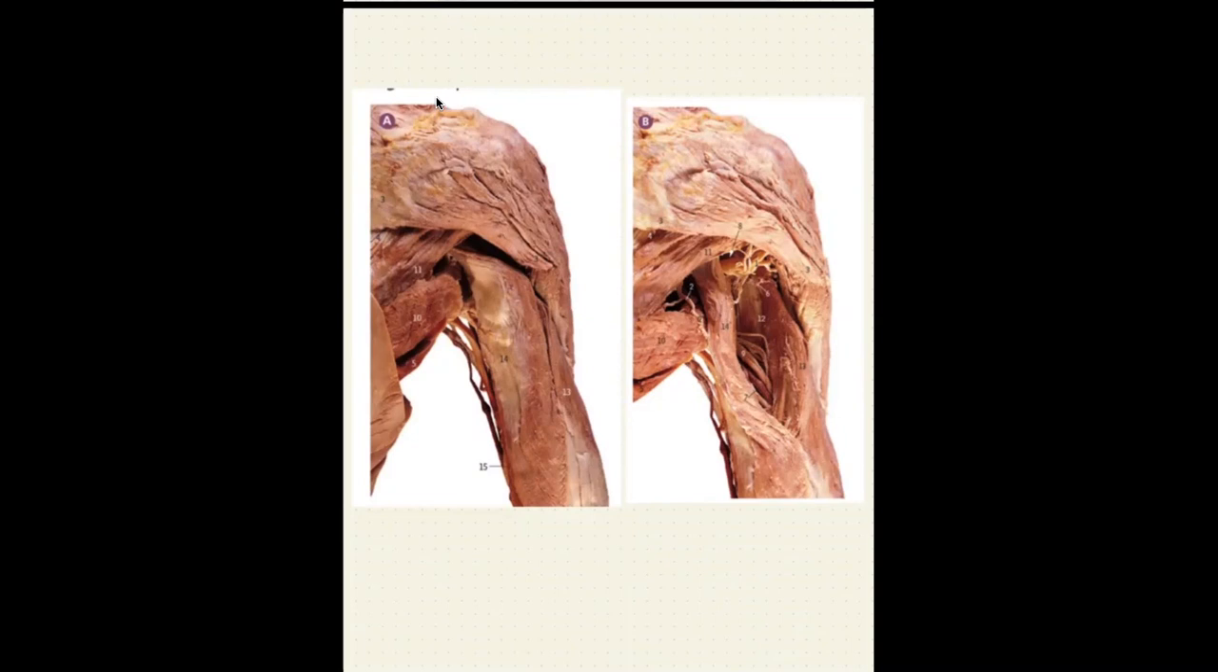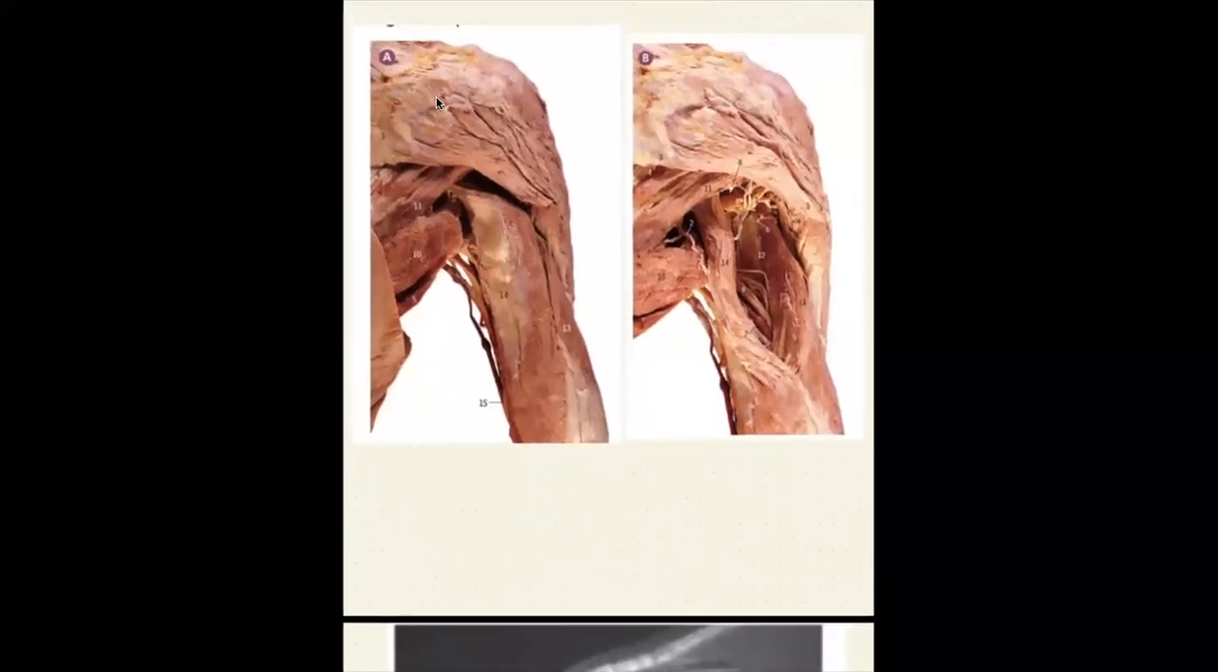Doctor, could you tell me about the triangular space of the shoulder? Yes, that is the triangular space. It is formed by teres minor superiorly, teres major inferiorly, and laterally the long head of triceps. It contains the circumflex scapular artery, right? Circumflex scapular artery. Okay, sorry.